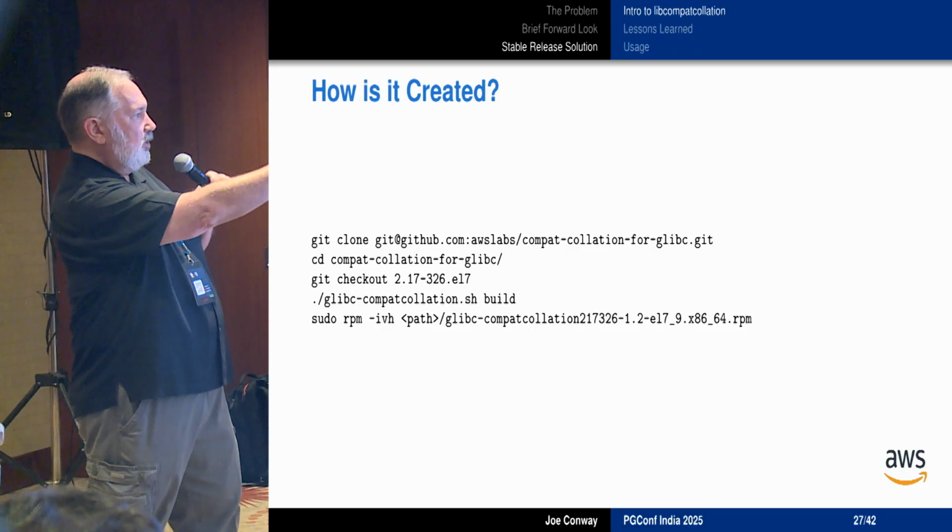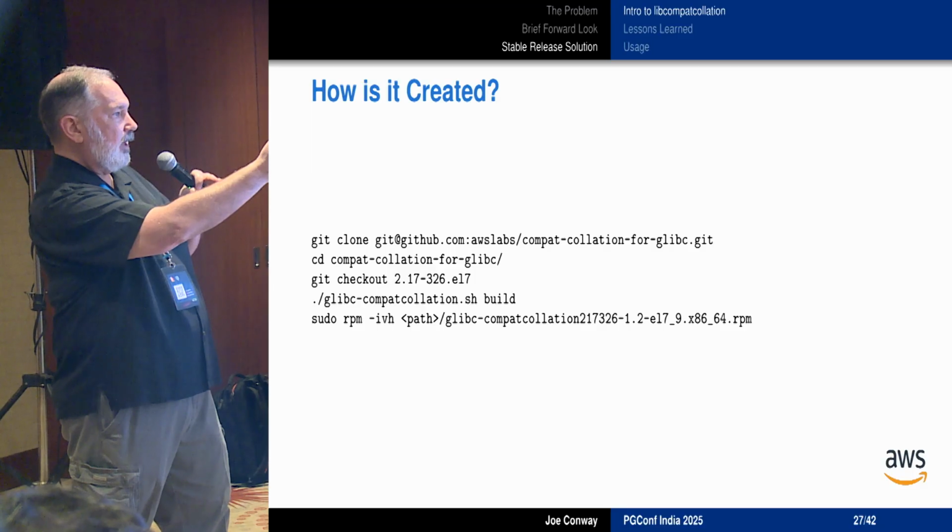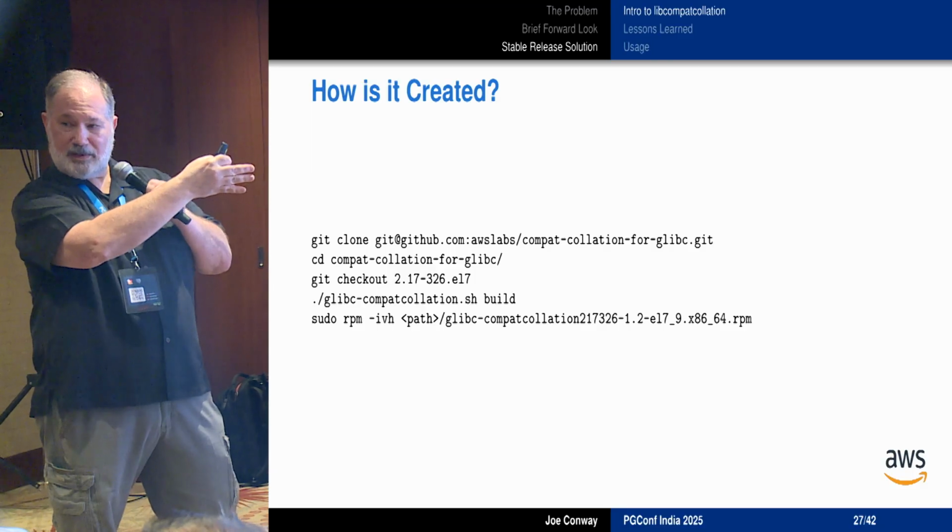Okay, so you just use the build script we provided, and then it'll create an RPM. You do this on the RHEL 7 system.